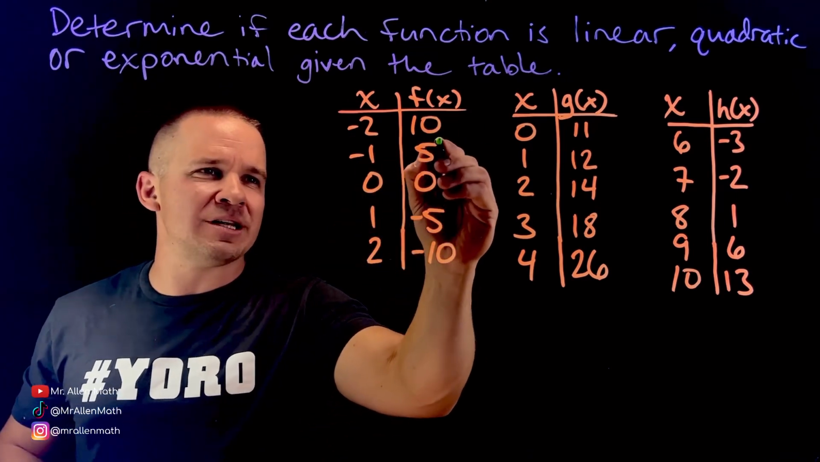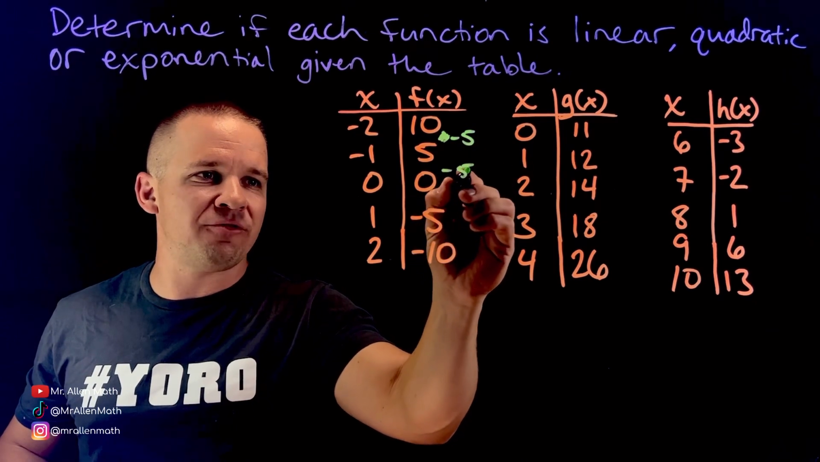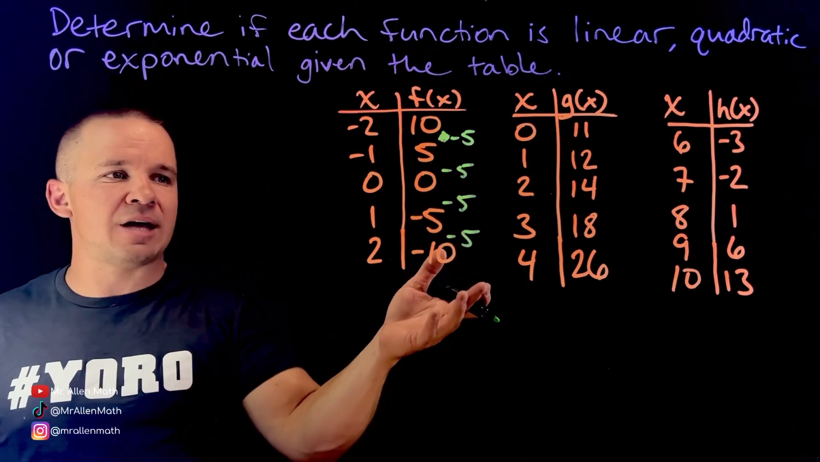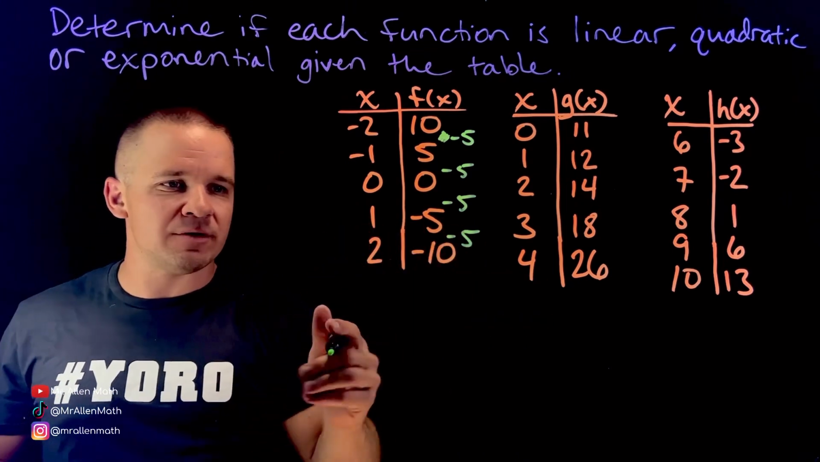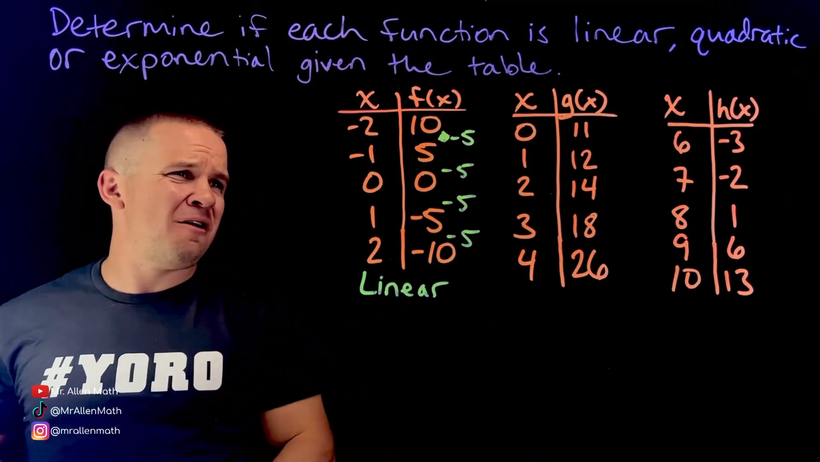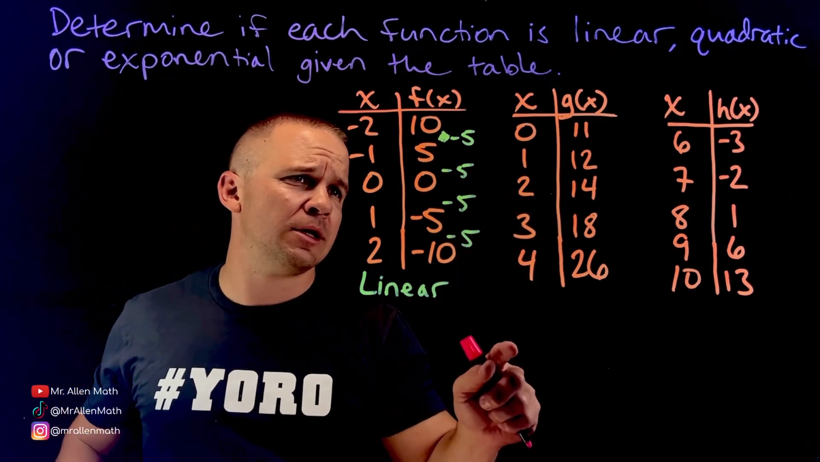What's happening from one to the next? I go up, or sorry, down by 5, down by 5, down by 5, down by 5. It's changing the same every single time. If it's changing the exact same every single time, this is linear. First one done. Lovely.